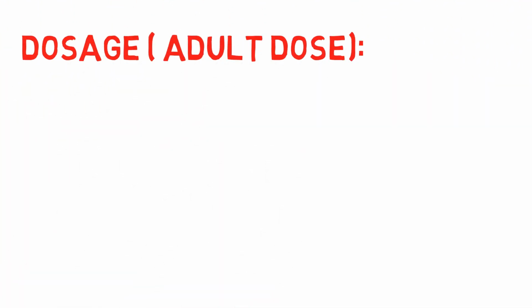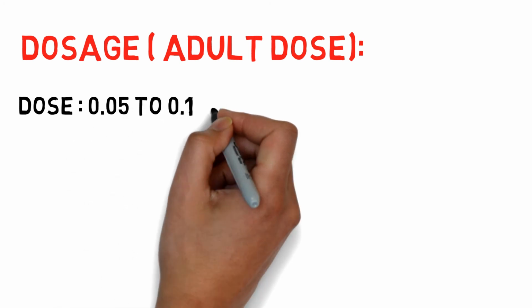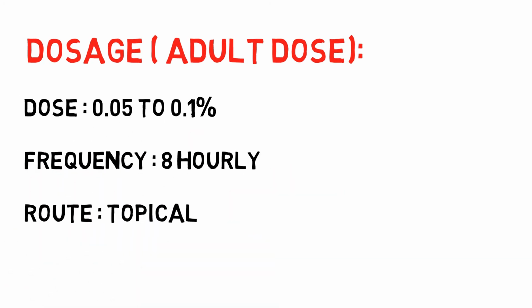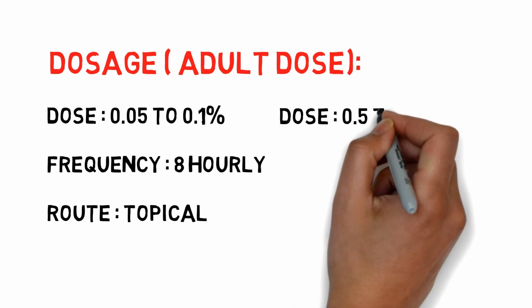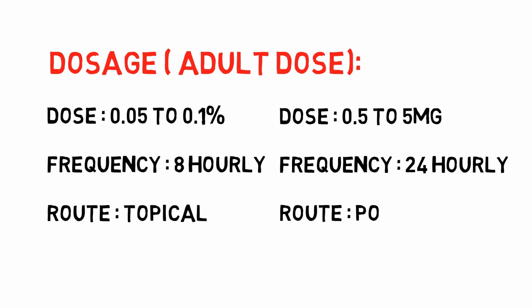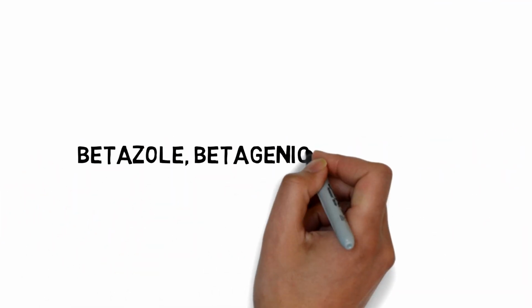Now dosage: the adult dose is 0.05 to 0.1%, frequency 8 hourly, and route is topical, and the oral dose is 0.5 to 5 mg, frequency is 24 hourly, and route is oral. Now the brand names: Betazole, Betagenic, and Betaderm.